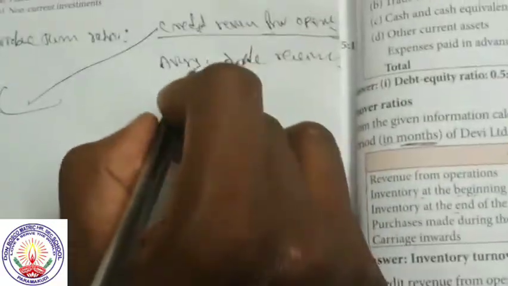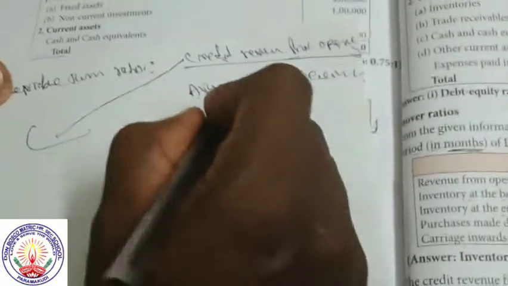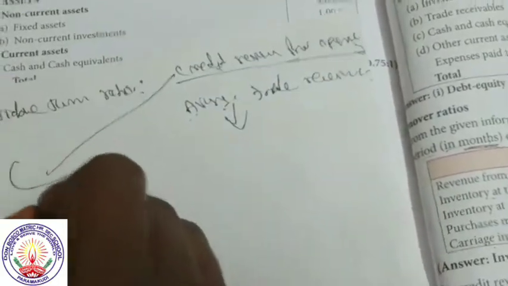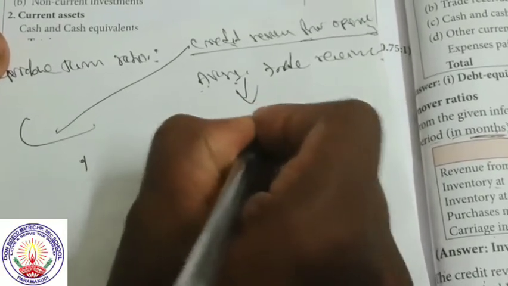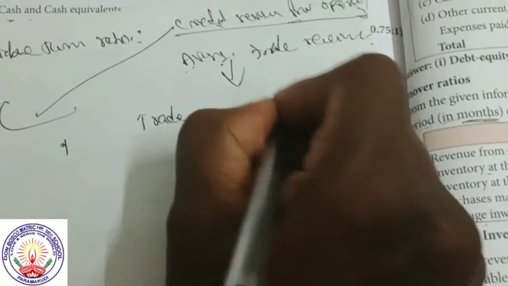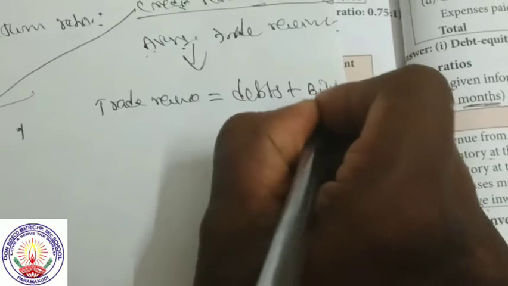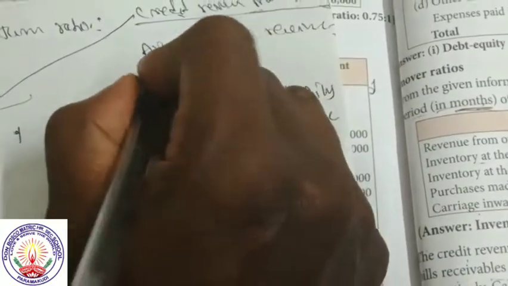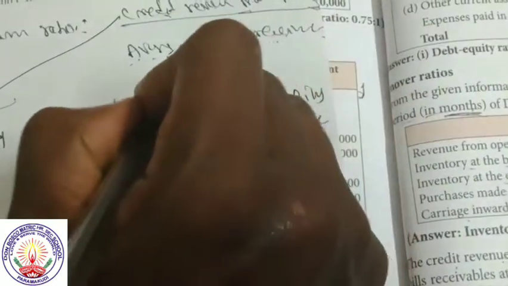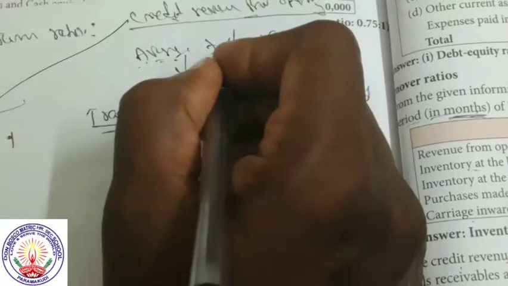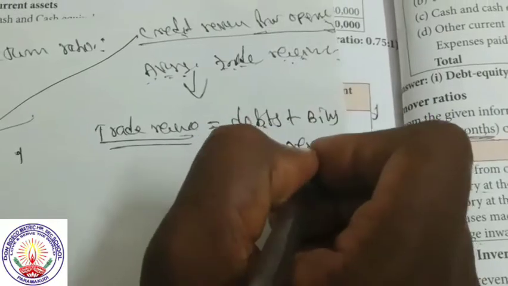Next, find out the average trade receivable. What is the formula for average trade receivable? Trade receivable equals debtors plus bills receivable. First of all, find out the trade receivable, and after that you find out the average trade receivable. Trade receivable means debtors plus bills receivable.